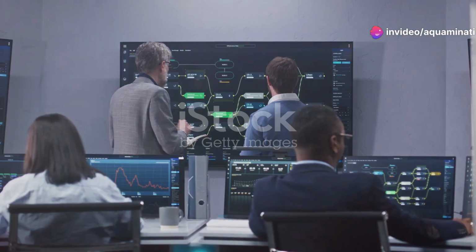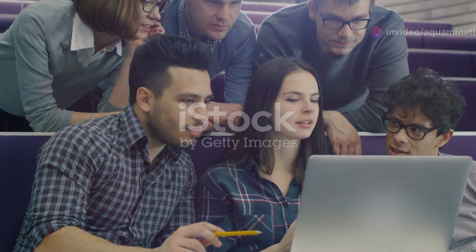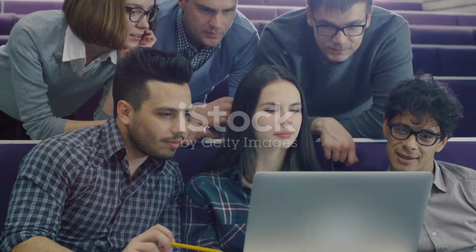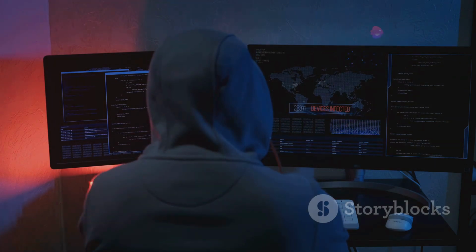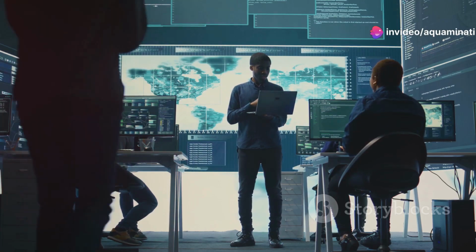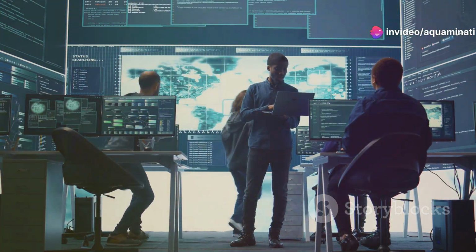Web applications are the lifeblood of modern business. They connect us, share information, and facilitate transactions. But this connectivity comes with a price: vulnerability to attack. Vulnerability assessment is the process of identifying and quantifying weaknesses in these systems.